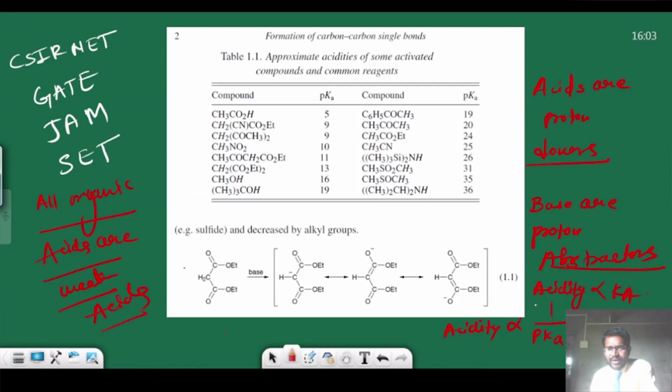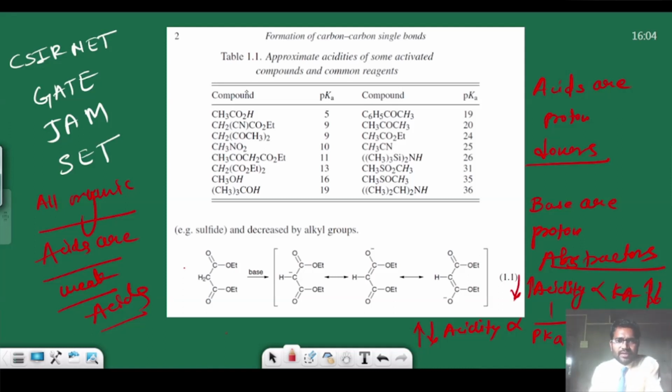As the pKa value increases, acidity decreases, and as the acidity increases, pKa value decreases. As the Ka value increases, acidity increases, and as the acidity decreases, Ka value also decreases.